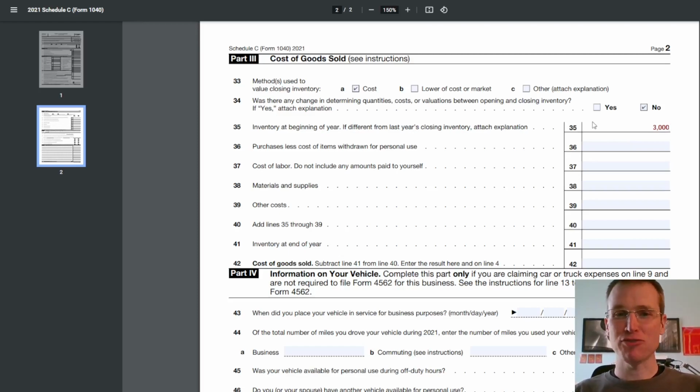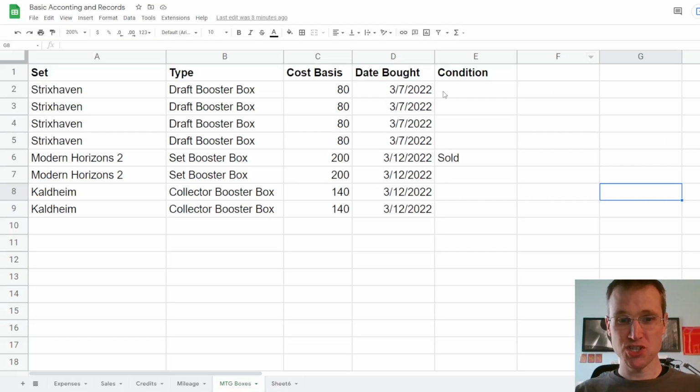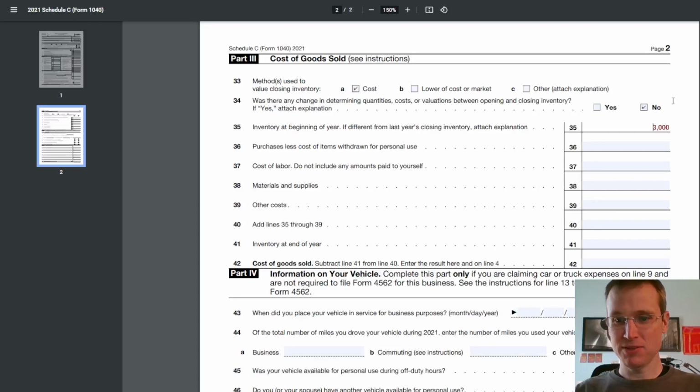You need to account for that properly and not make the IRS and the government pay for you having done that. So what was the total purchases? We just add these up and it's $1,000. How convenient. So we'll put $1,000.